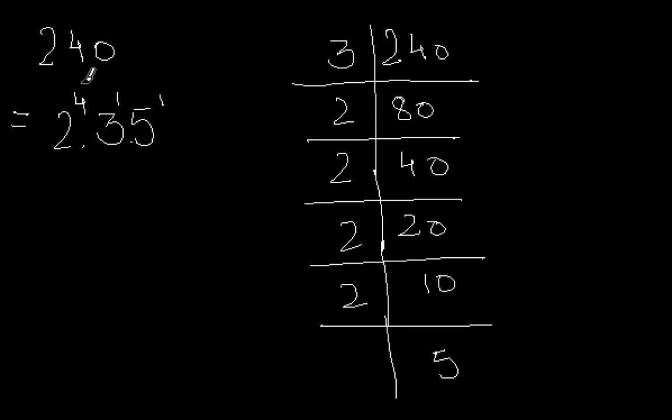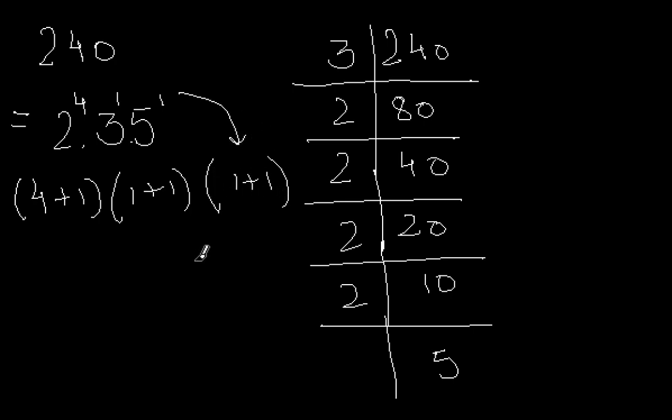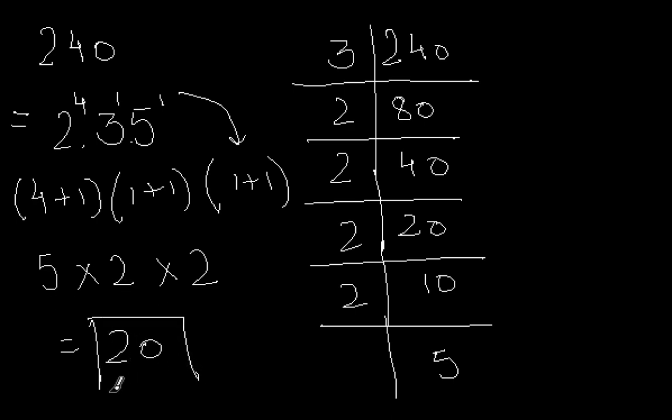So the total number of factors for 240 would be 4 plus 1, 1 plus 1 because this power is 1, and 1 plus 1 for 5. Now this computes to be 5 into 2 into 2, which is 20. So we have 20 factors for the number 240.